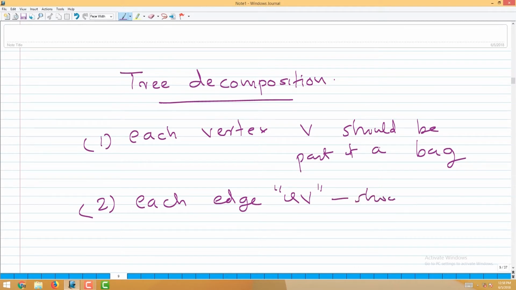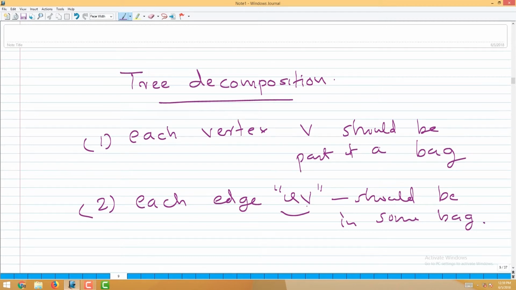should be in some bag together. U and V together should appear in some bag. Simultaneously U and V should appear in one bag. So, in this construction also we are making sure out of U and V whichever is the lower numbered vertex, when that is being considered, its neighbor in the neighborhood of it will be there, right, in the neighborhood of it U and V will be there.